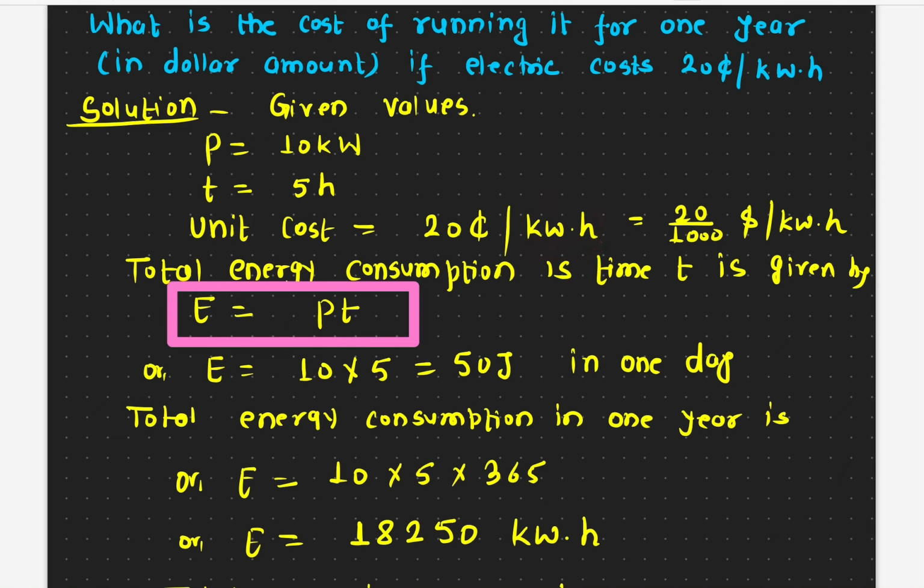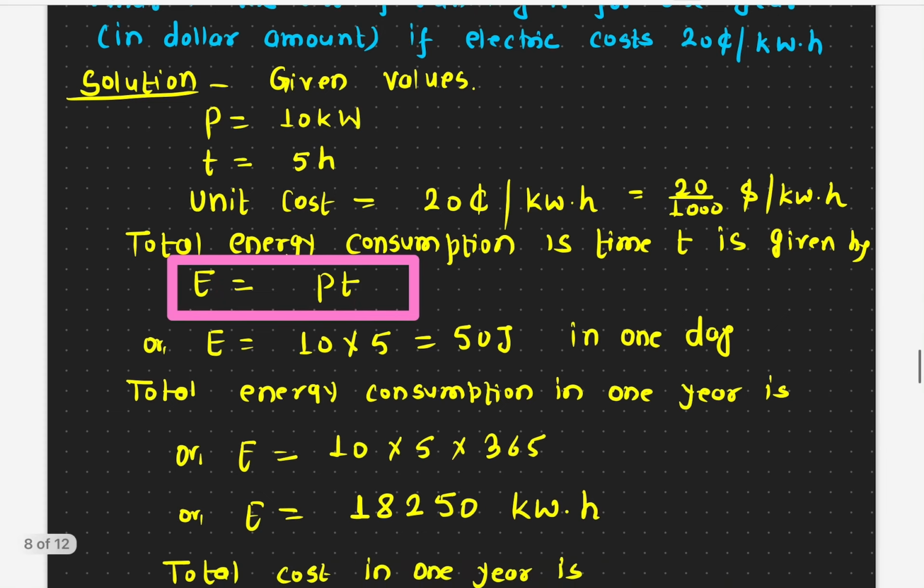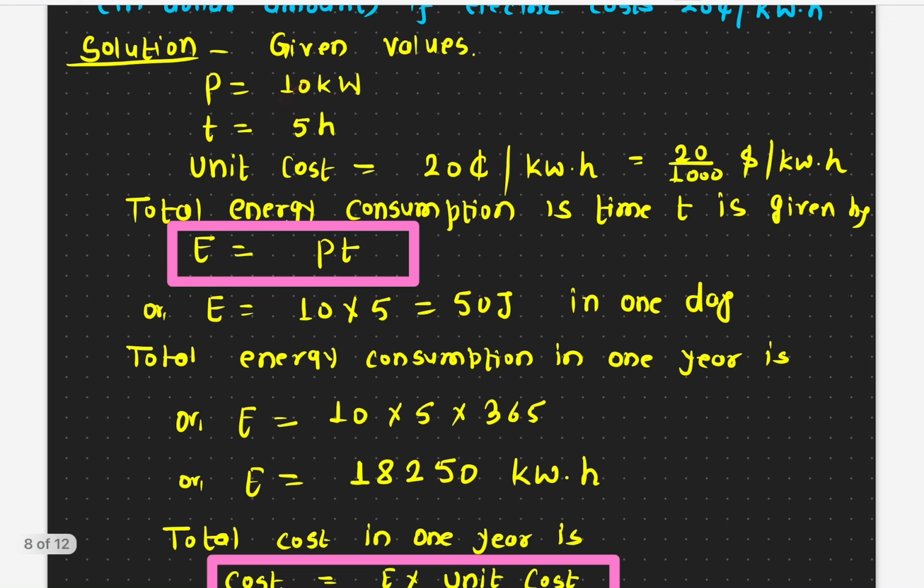If you know the power and you know the time, the total amount of energy consumed is given by this equation here. Energy is equal to power times the time. That's how you calculate the energy. So the power is given, 10 kilowatt, and the time is given, 5 hours, that is 50. It won't be 50 joule, it will be 50 kilowatt hour. So this should be kilowatt hour. And that's how much energy we use in one day.